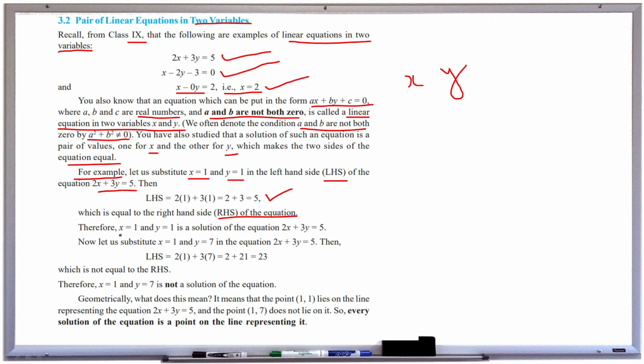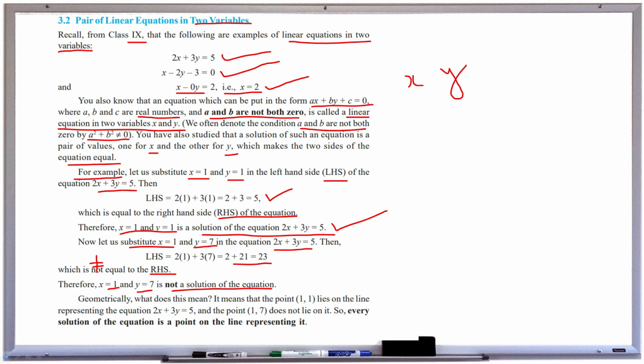So therefore x is equal to 1, y is equal to 1 is a solution of the linear equation in two variables 2x plus 3y is equal to 5. Now let us substitute x is equal to 1 and y is equal to 7 in the same equation. Then the left hand side you will get 2 into 1 plus 3 into 7, that is 2 plus 21 is equal to 23, which is not equal to the right hand side. So these two values, x is equal to 1 and y is equal to 7, are not a solution of the given equation.